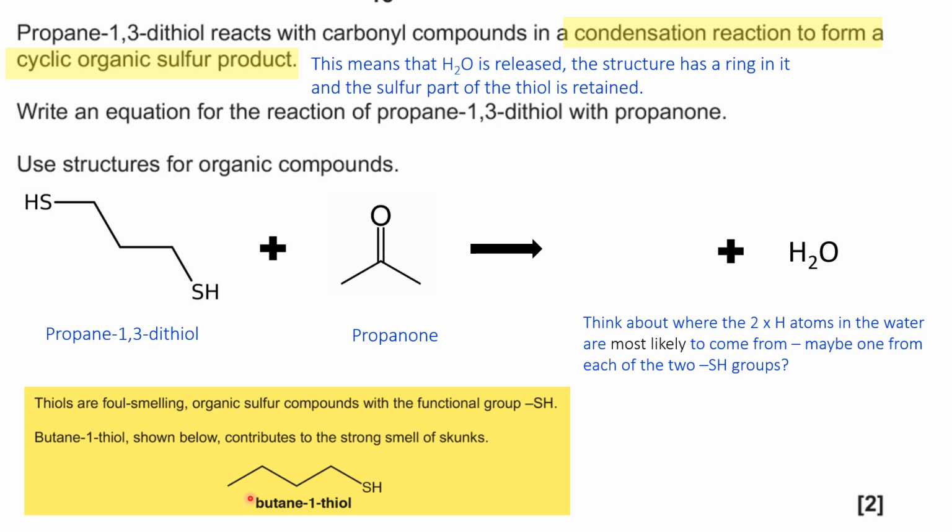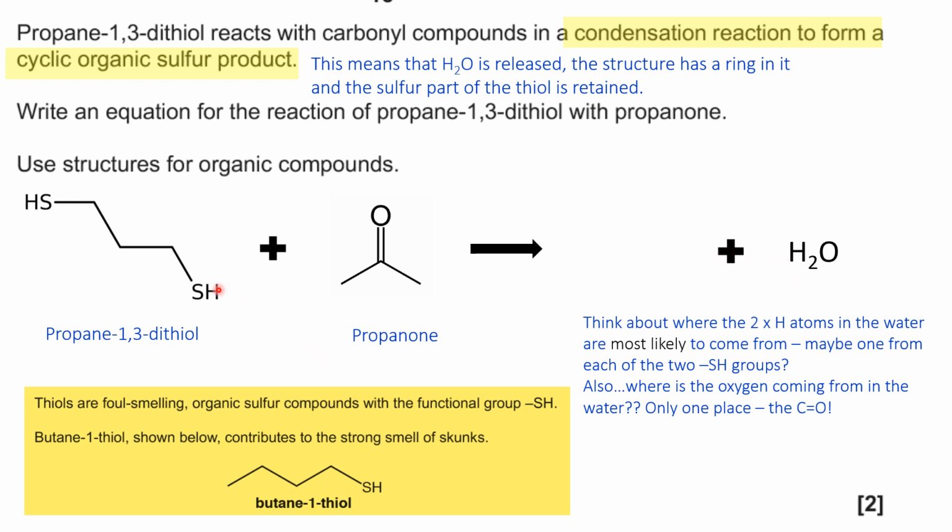So think about where the 2 H atoms in the water are most likely to come from. The water gives you quite a lot of clues. So there's 2 hydrogens, maybe 1 from each of the 2 SH groups. And there's also the fact that there's an oxygen in the water. There's only one place that could have come from, and that's going to be the carbon double bond oxygen in propanone. So what we mean is this oxygen will end up here, and these 2 hydrogens could end up here.